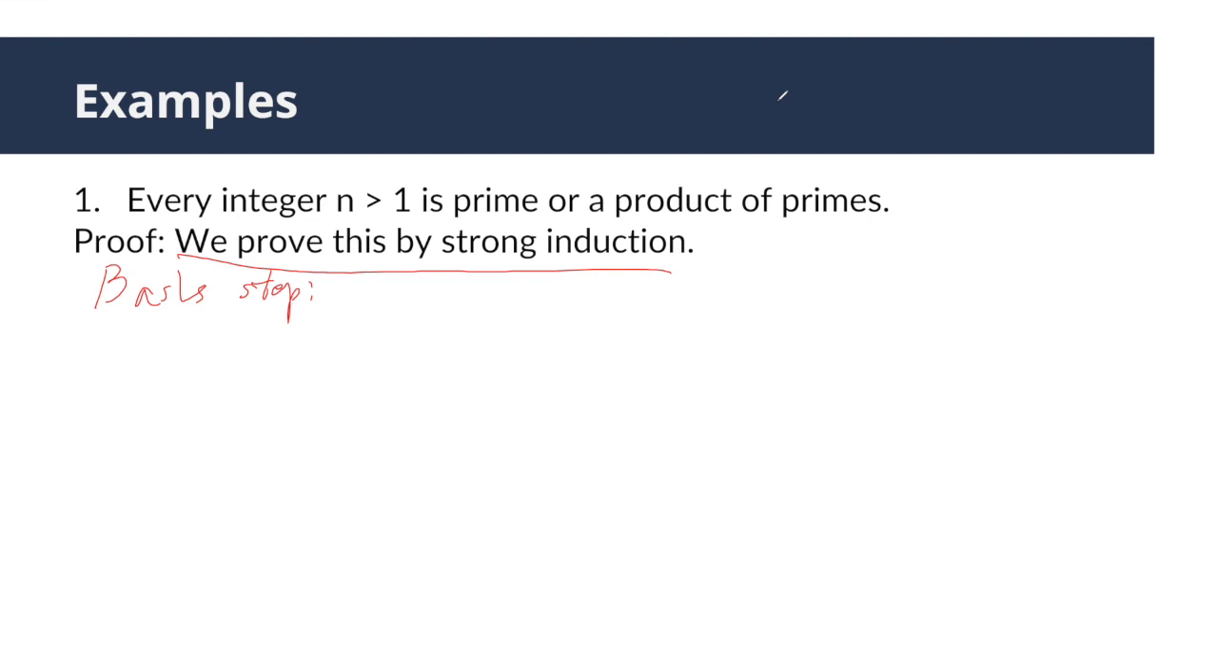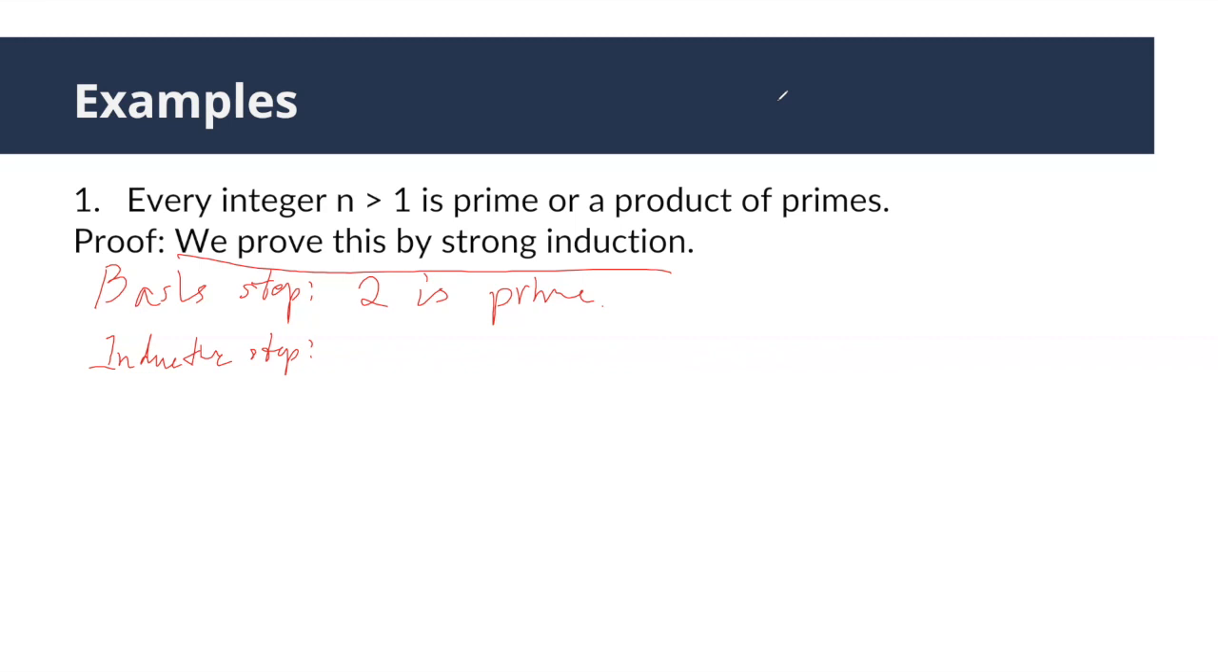And in the basis step, we need to prove that the first element in the domain has this property. In this case, the first integer, which is greater than or equal to 1, is either prime or a product of primes. And here you can see the smallest integer that is greater than 1 is 2. And we all know that 2 is prime. Next is the inductive step.